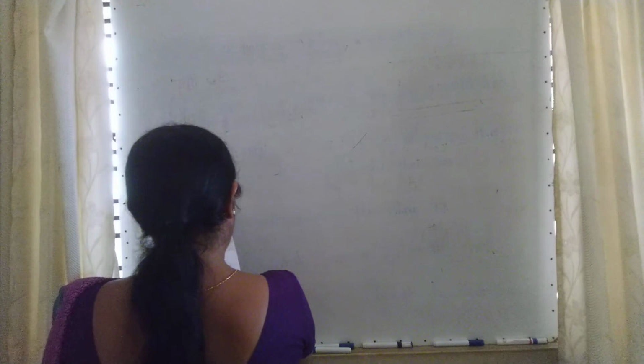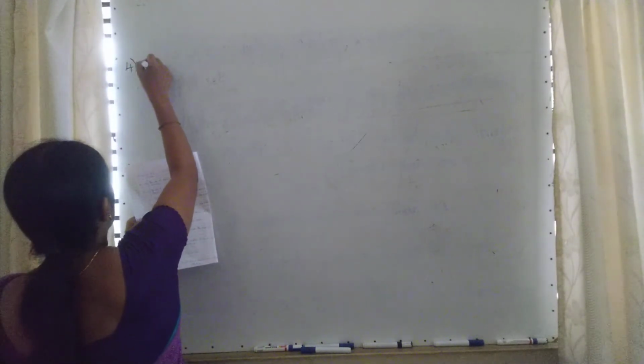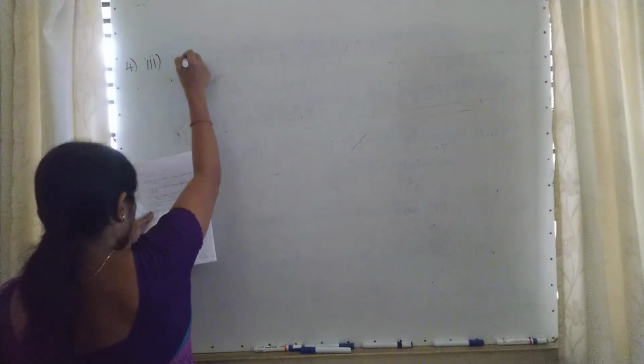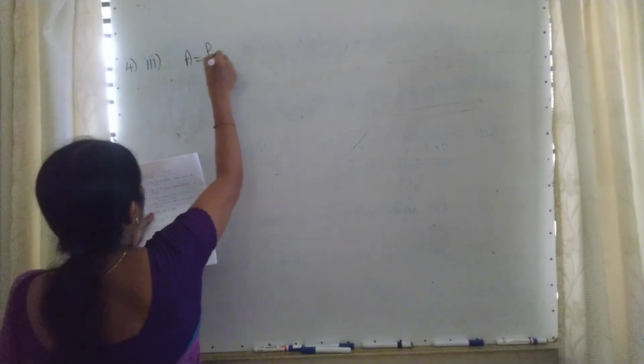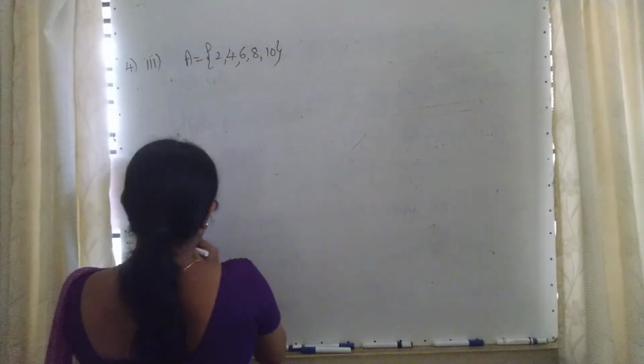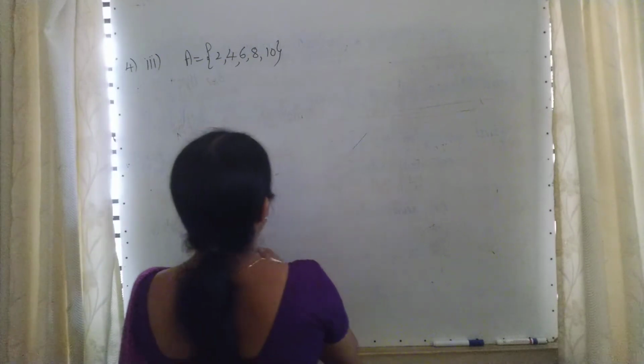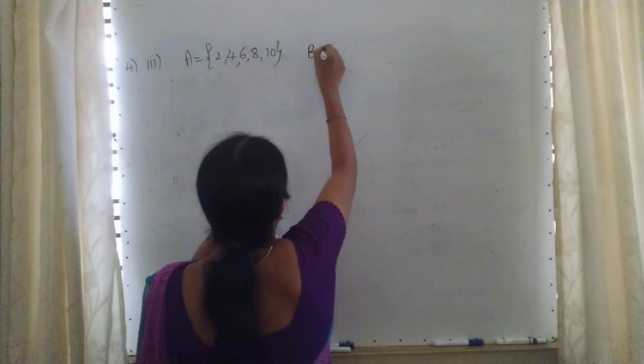In the following, state whether A is equal to B or not. Fourth main question, the third one. The set A is given as 2, 4, 6, 8, 10, in the form of elements. But the set B is given in another form, and you have to write its elements. See, what is the set B?